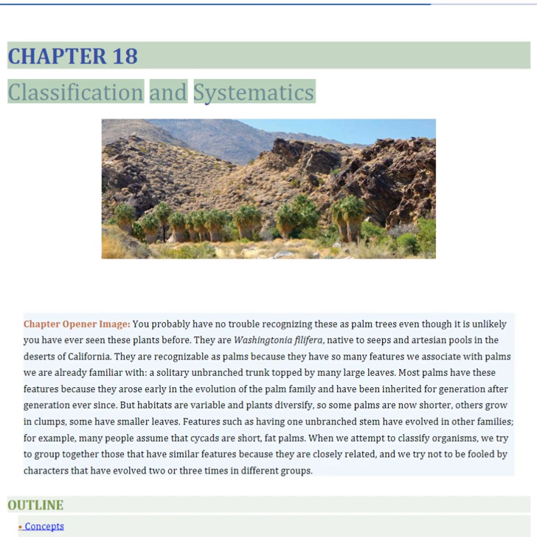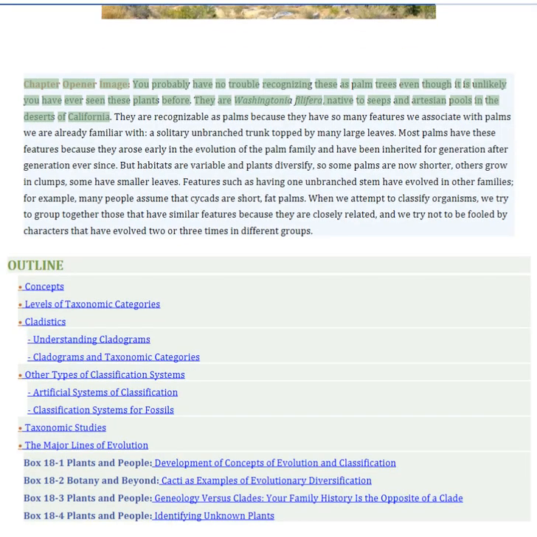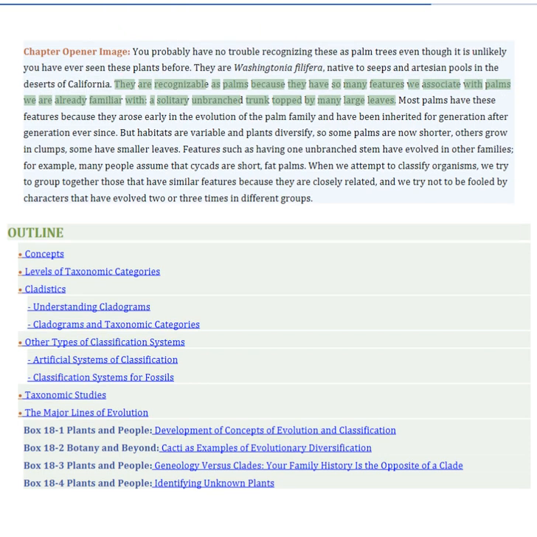Chapter 18. Classification and Systematics. Chapter opener image. You probably have no trouble recognizing these as palm trees, even though it is unlikely you have ever seen these plants before. They are Washingtonia filifera, native to seeps and artesian pools in the deserts of California. They are recognizable as palms because they have so many features we associate with palms we are already familiar with: a solitary unbranched trunk topped by many large leaves.